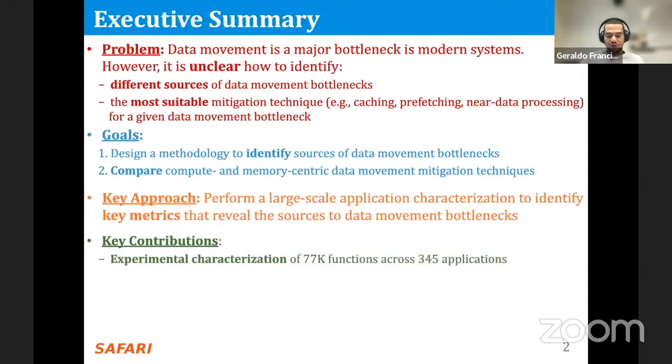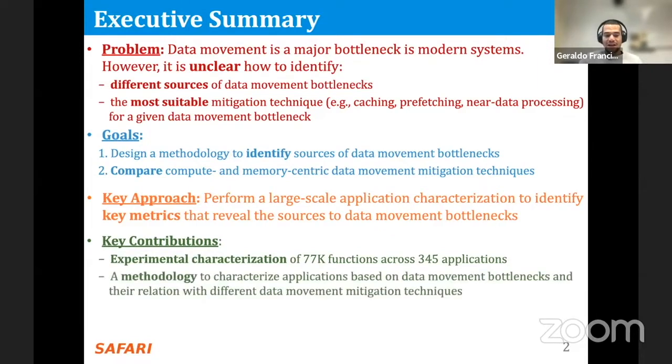The first one is the experimental characterization of over 77,000 functions across 245 applications from different application domains. Then, based on this characterization, we derive a methodology that can characterize applications based on data movement bottlenecks and their relationship with different types of data movement mitigation techniques.